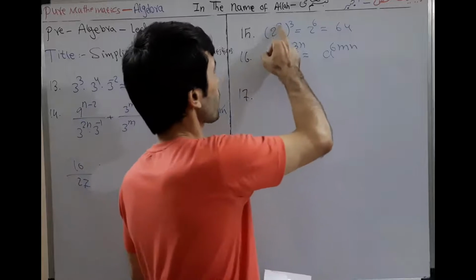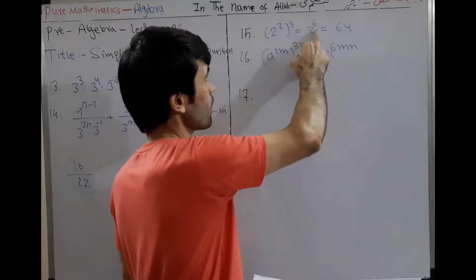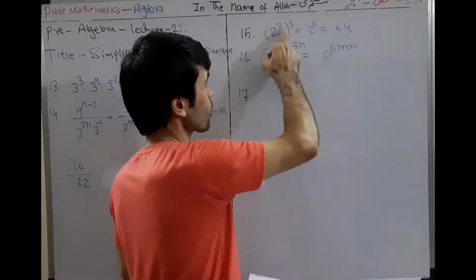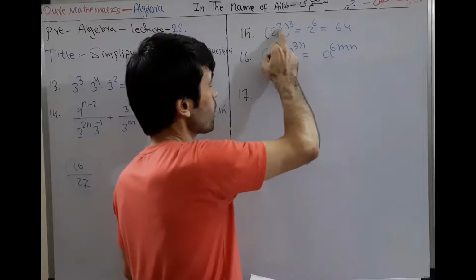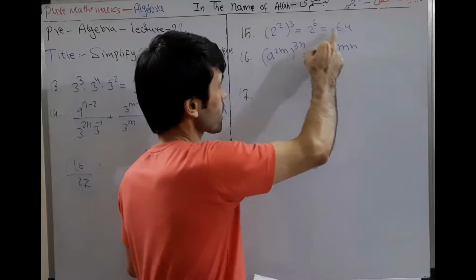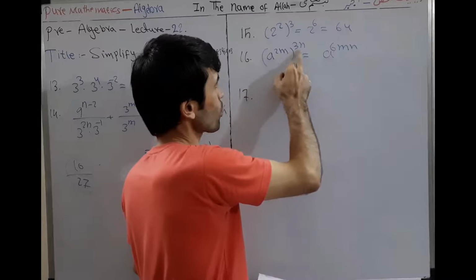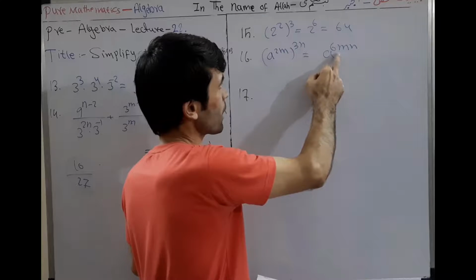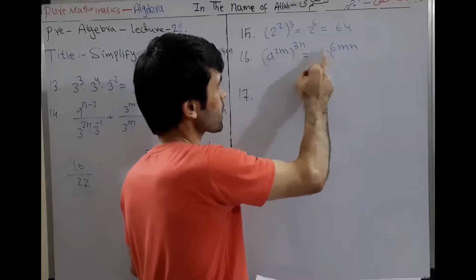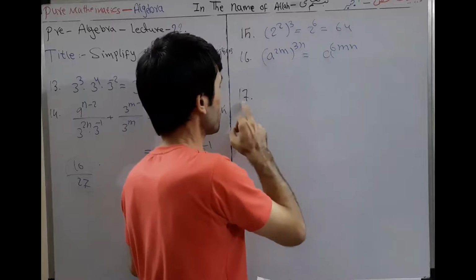Number 15, (2 to the power 2) whole to the power 6 is equal to 2 to the power 2 multiplied by 3, 6. It is equal to 64. 16, (8 to the power 2m) whole to the power 3n, it is equal to 8 to the power 2 multiplied by 3, 6 m multiplied by n, mn.